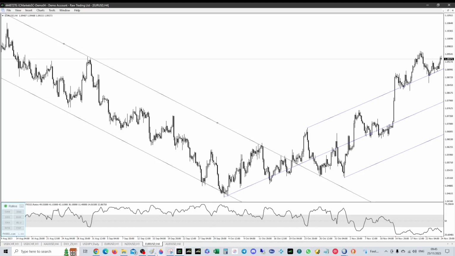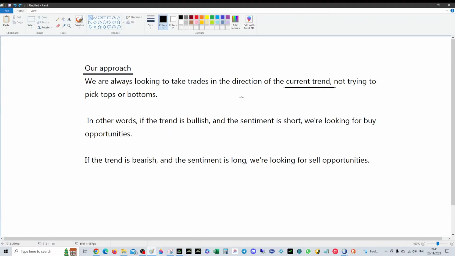So just to recap, you have to take trades in the direction of the trend, and you're not going to pick tops or bottoms. In other words, if the trend is bullish and the sentiment is short, this is what I was saying about the 50% crossover, you're looking for buys. And of course we are in a bullish trend now, and if the trend is bearish and the sentiment is long, you're looking for sell opportunities.